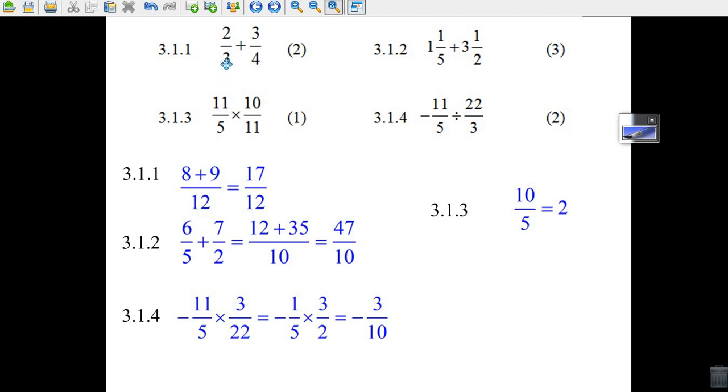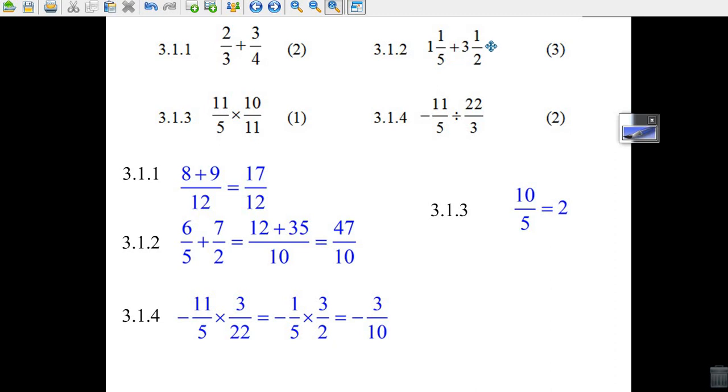Now, if I multiplied 3 by 4 to get 12, I've got to go 2 times 4, and that's why there's an 8 there. And if I multiplied 4 by 3 to get 12, I have to multiply the top by 3, and that's why there's a 9 there. Now we're talking about twelfths. We've broken down the fractions into the same type of fraction, twelfths. And 8 plus 9 is 17 over 12 is your answer.